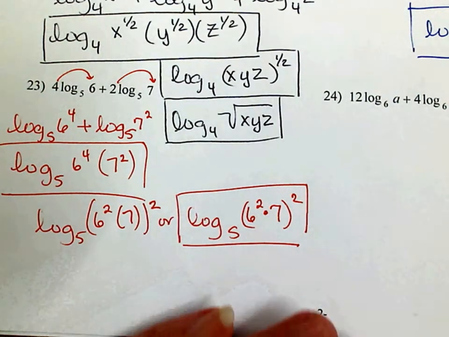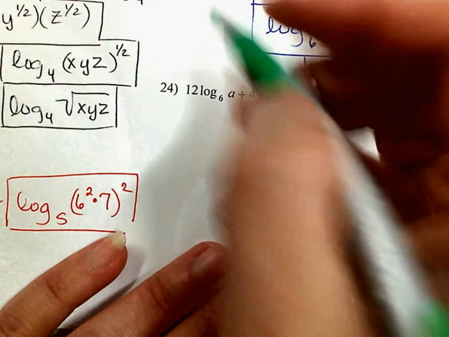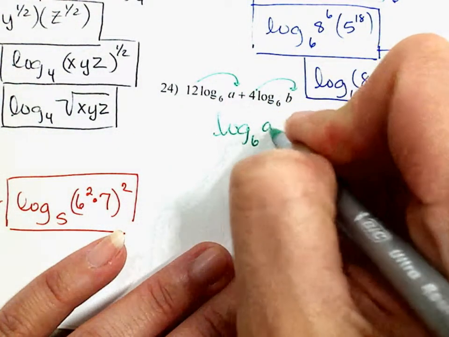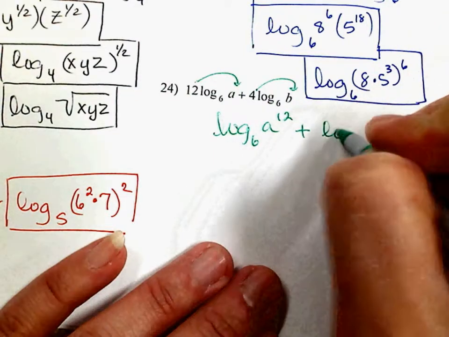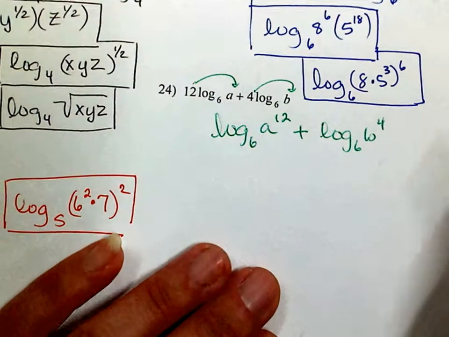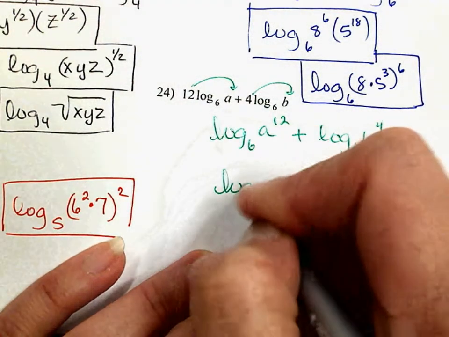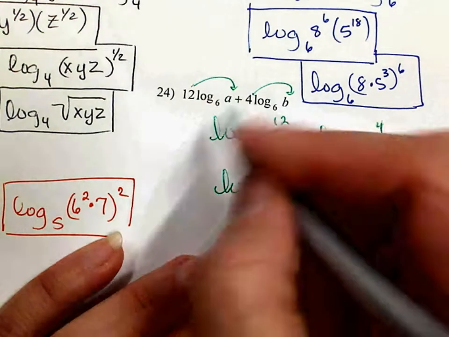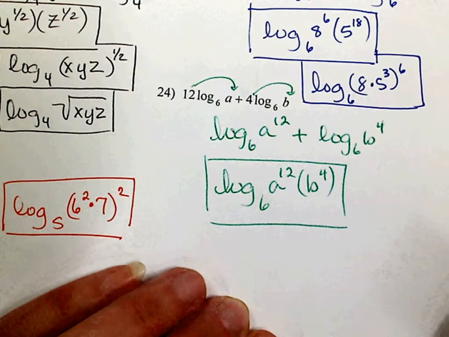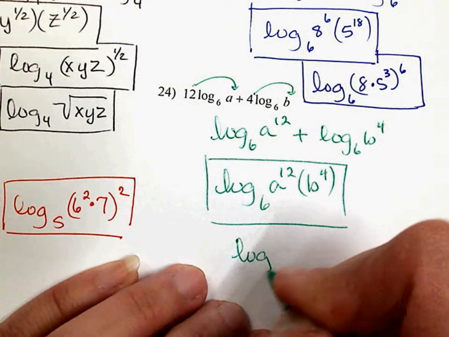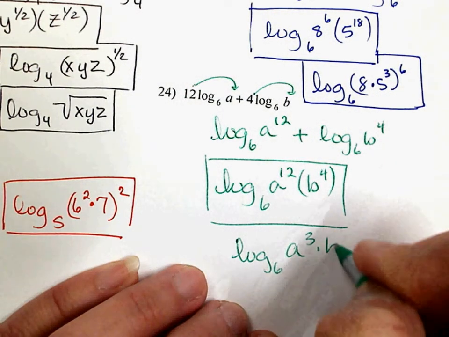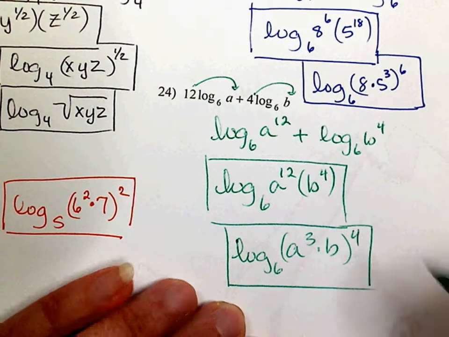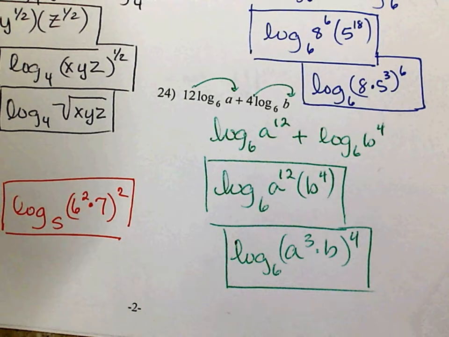All right, number 24. Okay, as we have, move your coefficient to the back. So log base 6 of a to the 12th plus log base 6 of b to the 4th. Combine, you are condensing: log base 6 of a to the 12th times b to the 4th. Or you can factor out a 4, and if you do, you would have log base 6 of a to the 3rd times b to the 4th. Same answer. Either one is fine. You guys can do this.